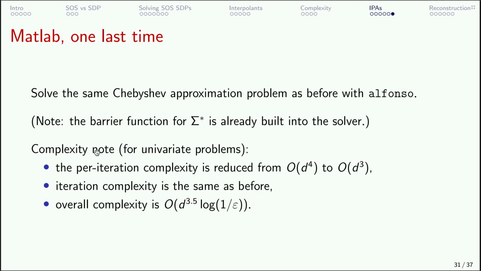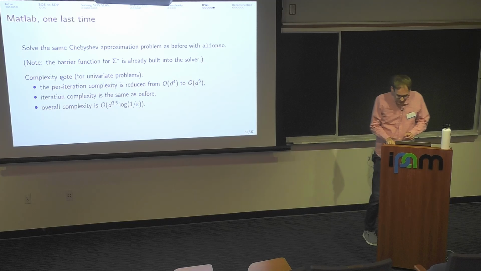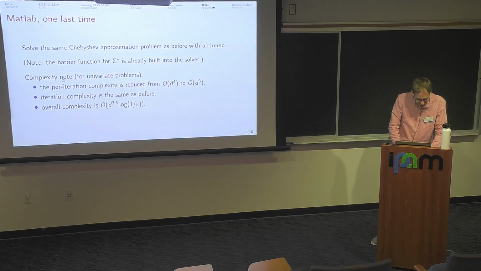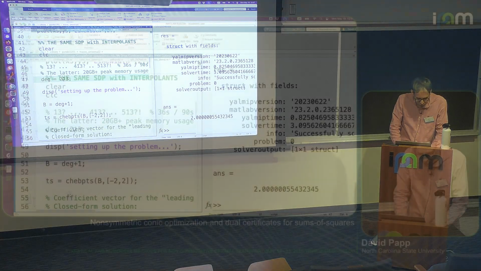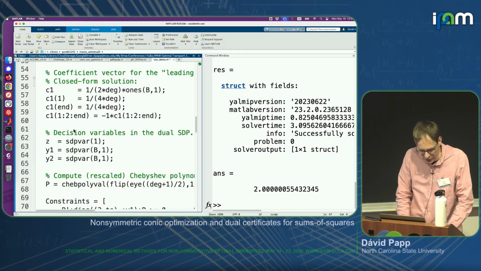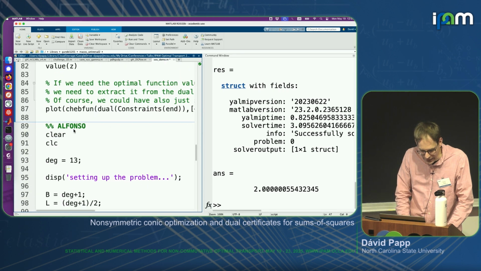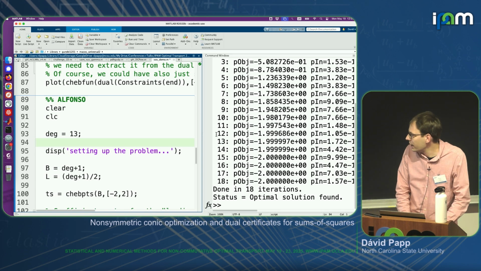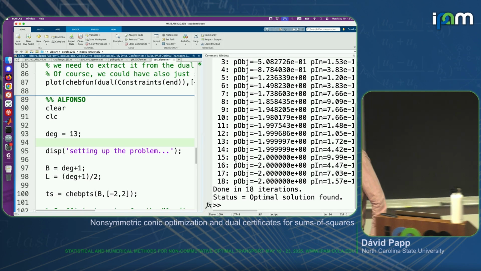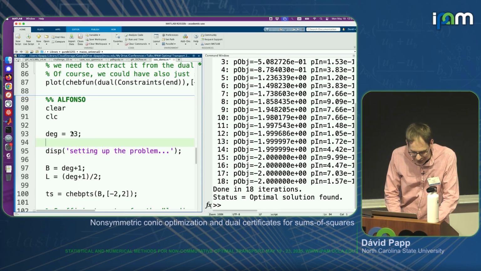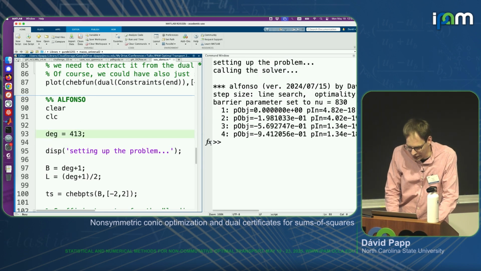Okay, so let's do this one more time. So I used the solver Alfonso to solve the exact same problem. And remember where we were, there were no numerical issues solving these problems for low degrees, but we just couldn't do it for high degrees because we ran out of memory. So if I try to do the same thing, I get the correct objective function value for low degrees. But the point is that now I should be able to increase these degrees to much higher.